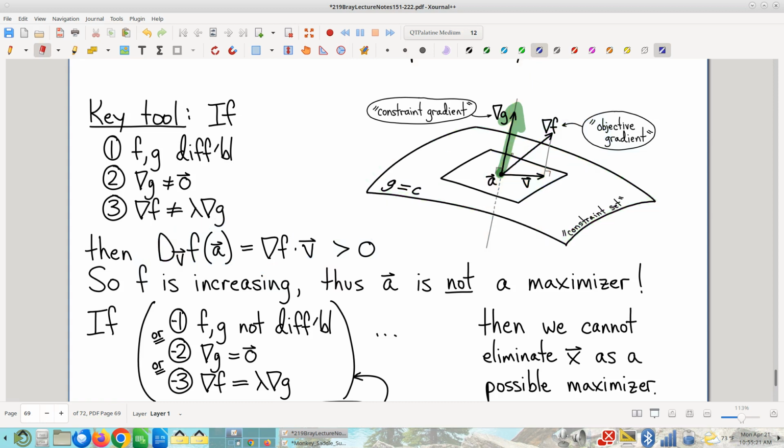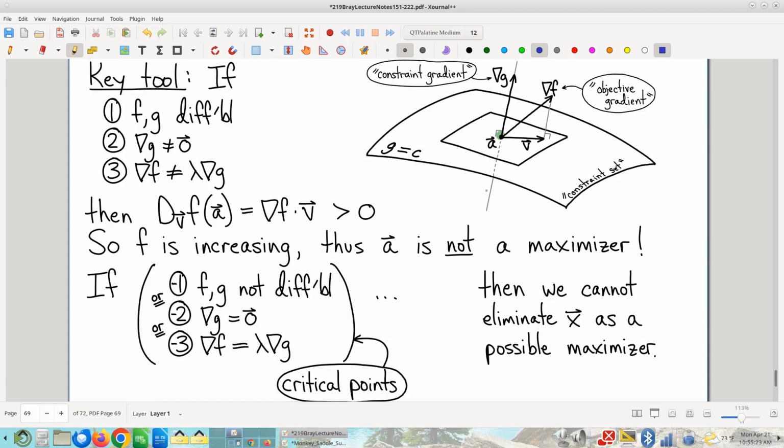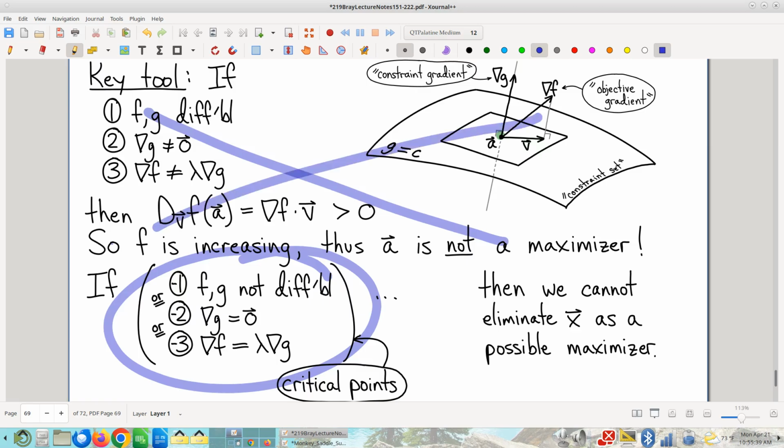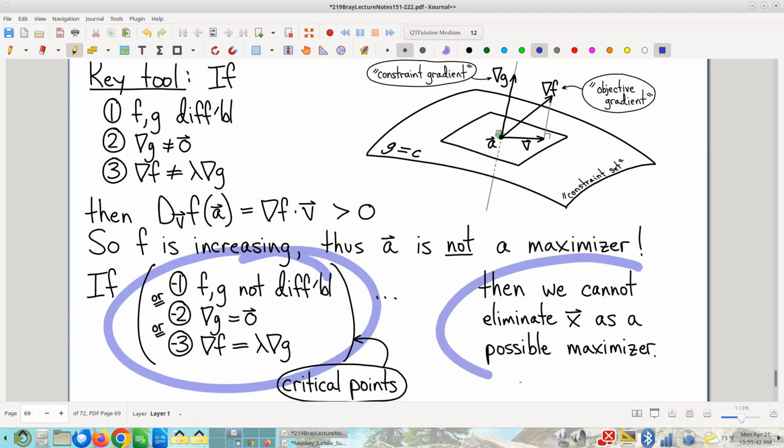And just like in single variable, just like in the unconstrained case, if any one of these fails, it doesn't matter which one, it doesn't need to be more than one. If any one of these conditions fails, then our elimination argument goes away. I have no idea what's going on, and I have to just call it a critical point, and I guess I'll come back and check it later. And the good news is the great majority of points in the domain will be eliminated, and typically only a handful will come up as critical points.